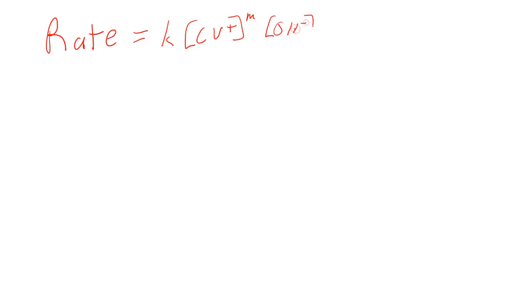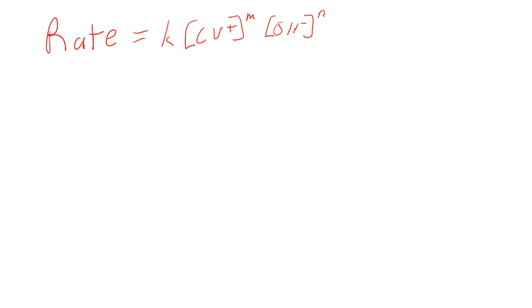So let's talk about what you are going to do with your data. The first thing is you're going to determine what the reaction order is with respect to crystal violet. So our rate law, if you look at your lab handout, we're given a generic rate law. Rate is equal to k times our crystal violet, which we're going to abbreviate as CV+, because it has a positive charge, raised to some order, which we're going to call m, times the hydroxide, which is raised to some order we're going to call n.